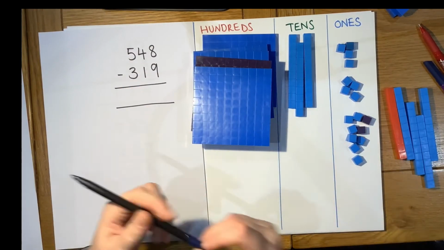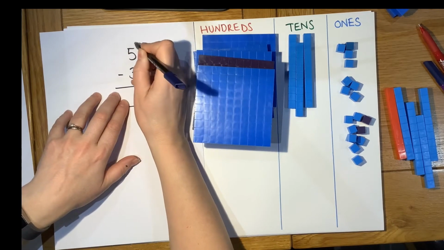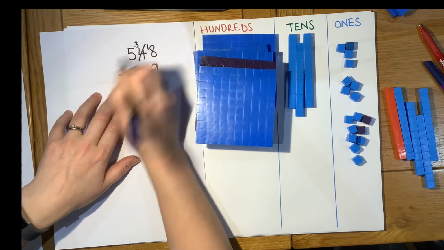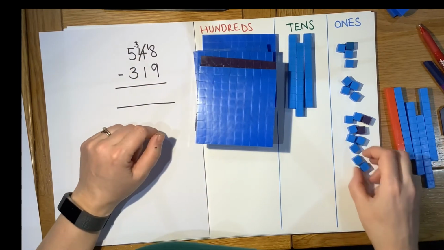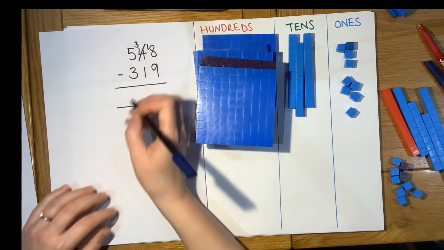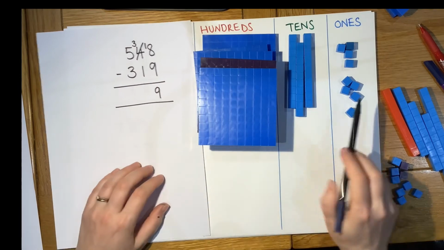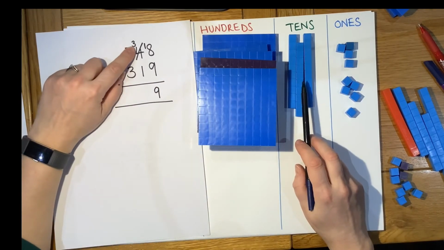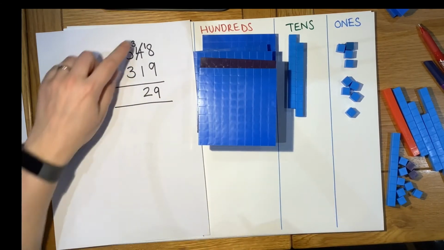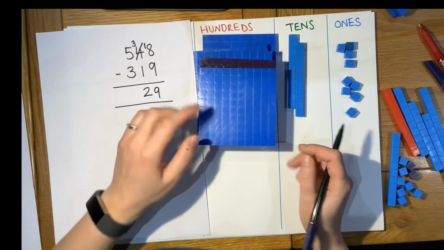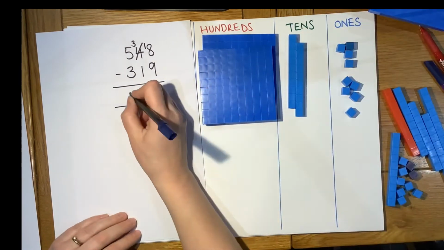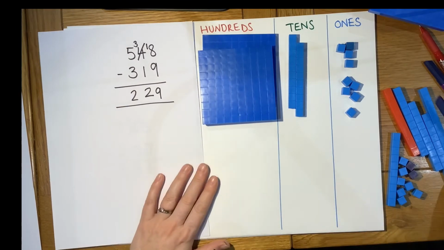Right, so what I've done is I've exchanged one of those 10s, leaving 3 10s behind, and I've put it there. So I've had 8 ones, I've now got 18 ones. Now I can take away 9. There we go, leaving me with 9 ones left. Next, subtract the 10s. 3 10s I've got, I need to subtract 1, leaving me with 2 10s. So 3 10s take away 1 10 is 2 10s. And then hundreds, 5 hundreds, take away 3 hundreds, leaves me with 2 hundreds, 229.